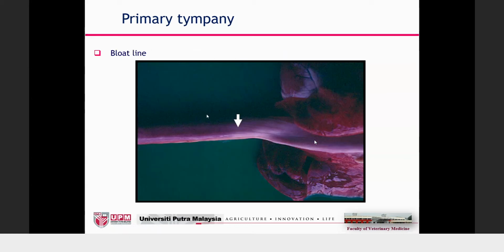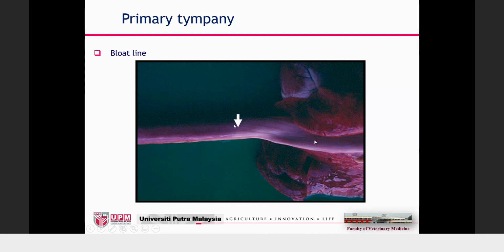Then this is what we call a bloat line. You look carefully here. This is a point there. This area is pale. Okay, this is a lung, this is the heart. Somewhere here is the thoracic inlet. Yeah, the thoracic inlet there. And this line is where it is pale, with very severe congestion. And this is a bloat line.